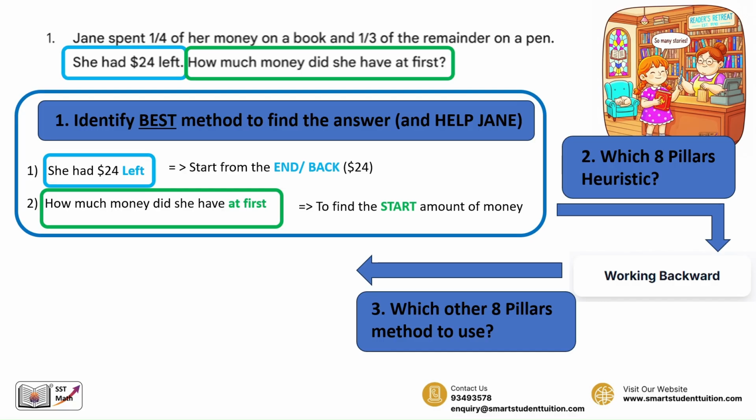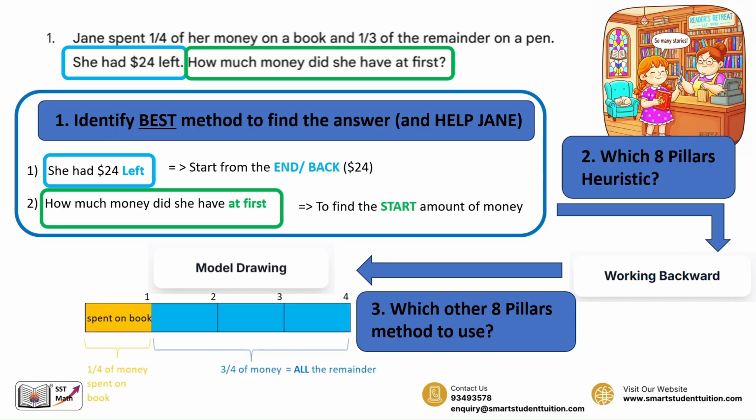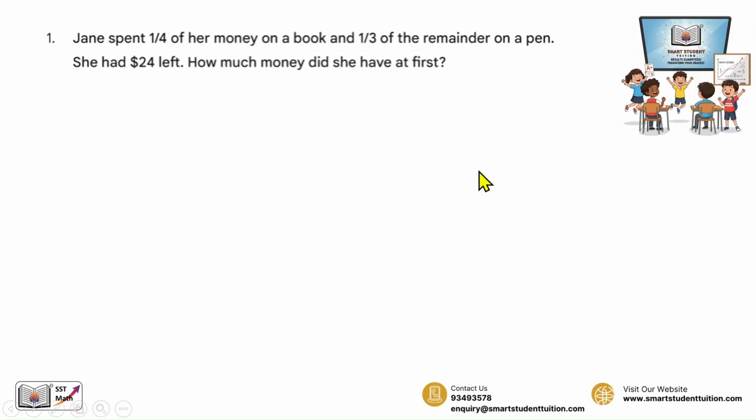The next step is how to present the information clearly so that we can work backward easily. Since we involve fraction and remainder and whole number, one of the best ways is to represent them into a model. We're going to see later how we're going to use the model and work backward and help Jane find the answer. Now let's start to draw the model.